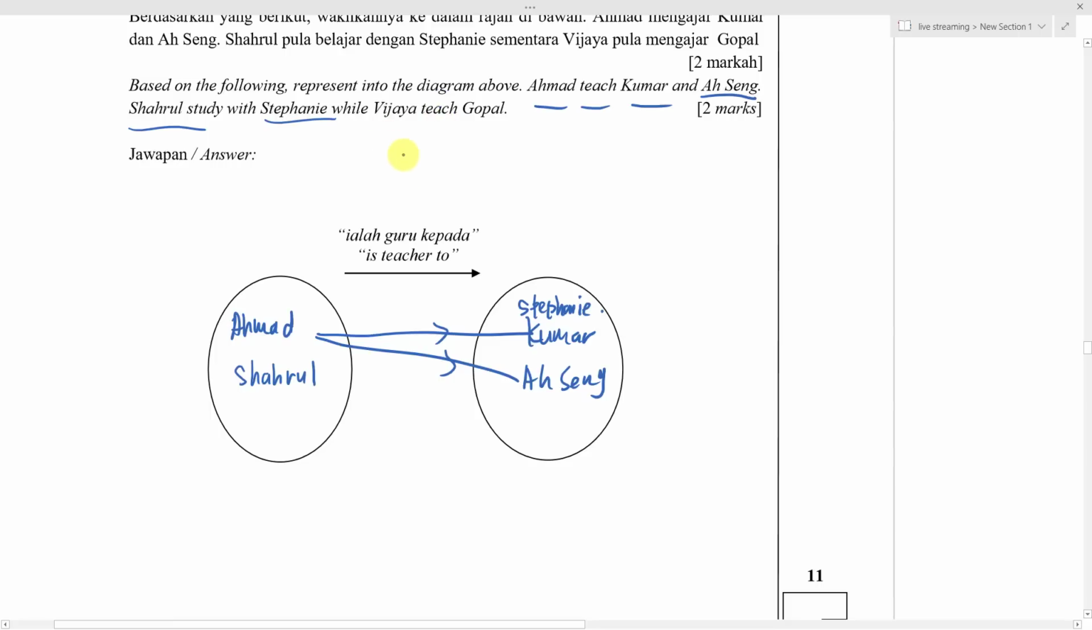And last one is Vijaya actually teach the Gopal. So the Vijaya here is the teacher to Gopal. Okay, I will just do like this. I know the answer marking scheme actually. They connect the Sharo to Stephanie, or they connect Stephanie to Sharo. But it doesn't make sense to me, so I will just do like that. Okay.